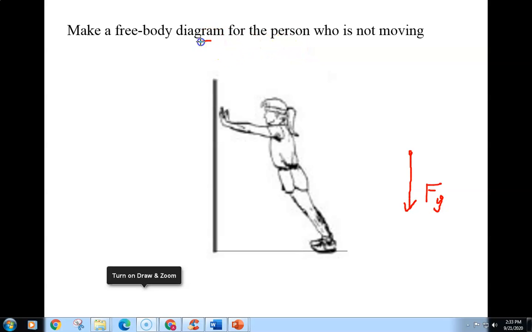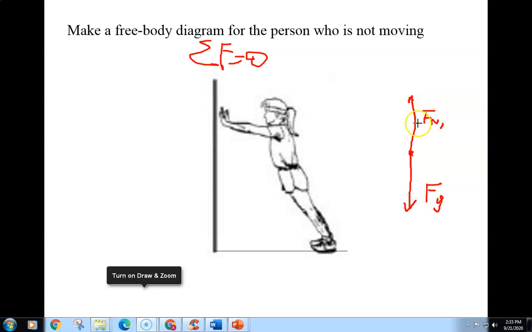Well, that tells me that the sum of the forces equals 0. All the forces balance. Ups and downs have to cancel. Lefts and rights have to cancel. And another force acting on her, what's canceling out gravity, would be the normal force on her feet, by the floor. So there's a normal force on the girl by the floor.